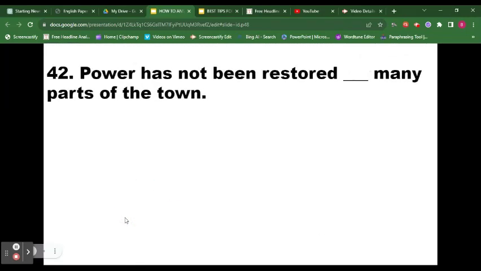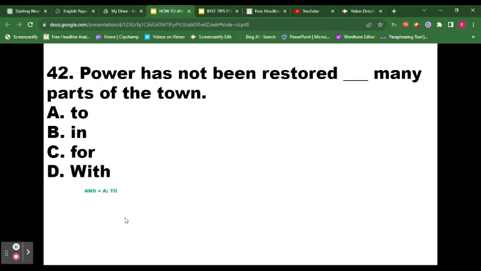Question 42. Power has not been restored dash many parts of the town. A, to. Of course, this is a test on how to use prepositions. B, in. C, for. And D, with. The correct option is A, to. Power has not been restored to many parts of the town.